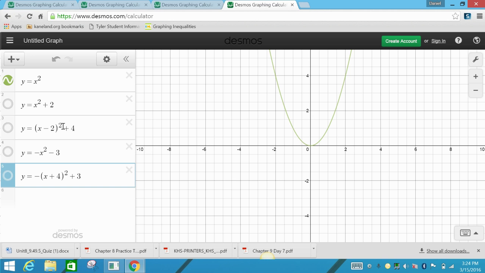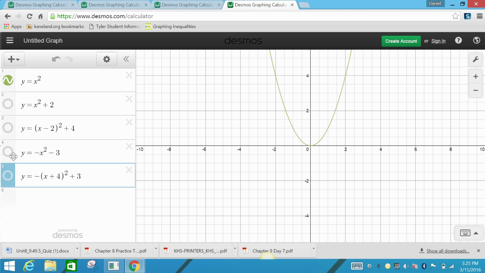Now this one here, we do have parentheses, so you should be thinking about a horizontal shift. And then we're going up 4 units. That's our vertical shift. And remember, a horizontal shift is opposite of what we would think. So you would think we'd go left 2 units, but since it's in the parentheses, we go opposite of that. So we should expect it to go right 2 units and up 4. Let's take a look. Oh, look at that. Our vertex moved right 2 units and up 4.